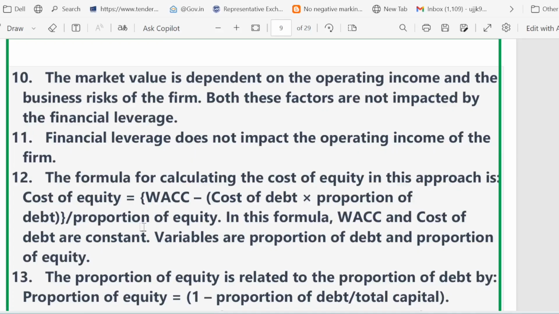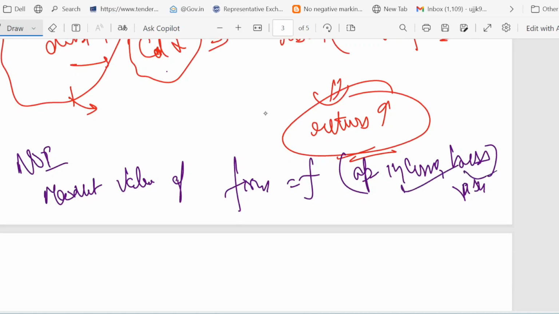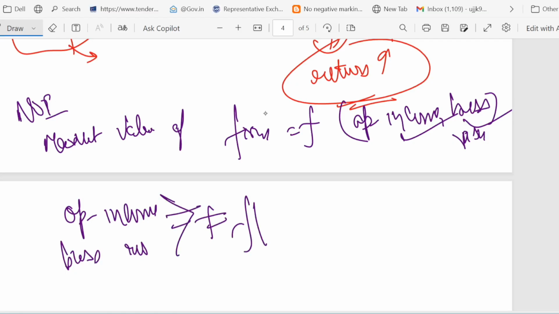According to the NOI approach, market value of the firm depends on two things. Already I told you, market value is a function of operating income as well as the business risk, right? So neither of these is affected by the financial leverage. Neither operating income nor business risk is affected by financial leverage.